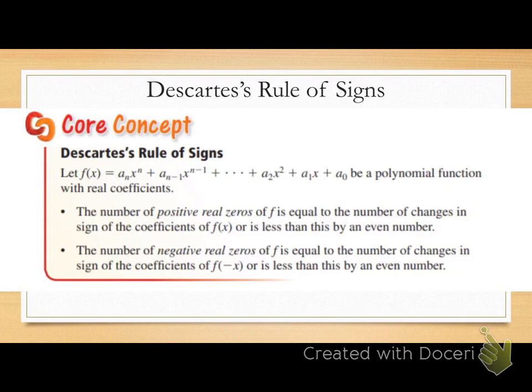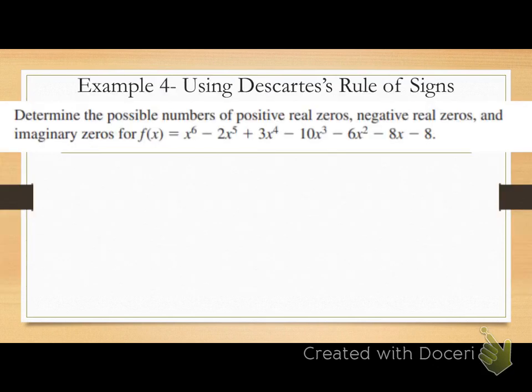So, we know how many zeros total there are based on the degree of our polynomial function. That was what the fundamental theorem of algebra was telling us on Tuesday. Descartes' rule of signs kind of breaks it down though, and we can get the exact number of positive real zeros and the number of negative real zeros. So let's look at our example for today.